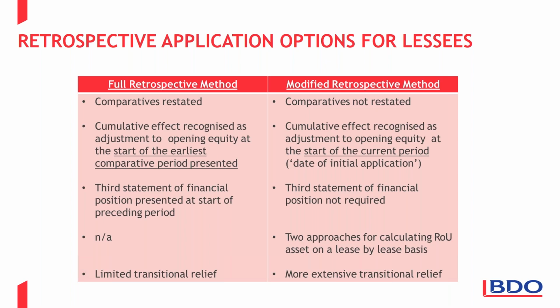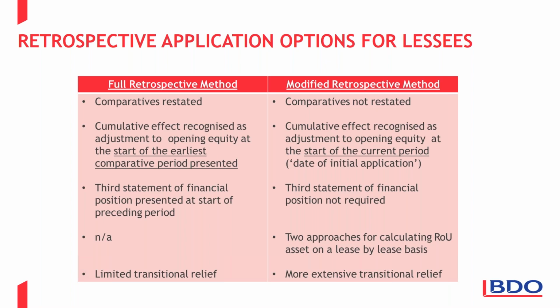So if we take an example with an entity that has a 30 June year end, the mandatory date of initial application for them will be 1 July 2019. And therefore, the cumulative effect would be an adjustment to retained earnings on 1 July 2019. A third statement of financial position is not required. That's one of the benefits of the two modified retrospective methods. And then the lease liability calculated for both modified retrospective approaches is the same.